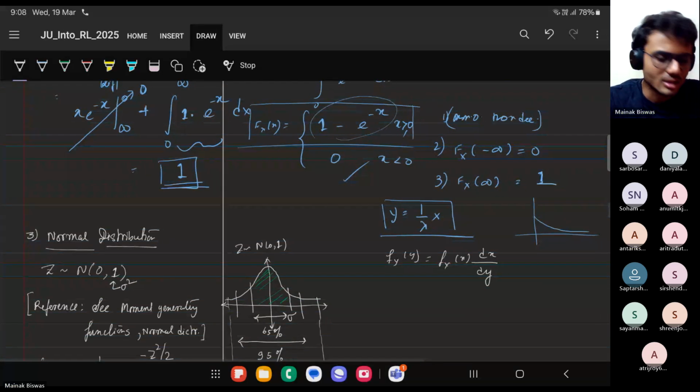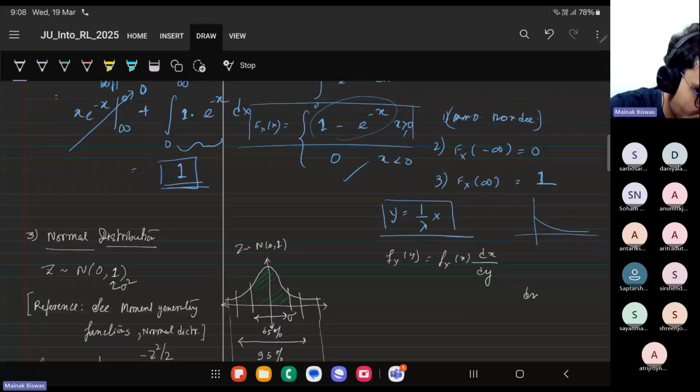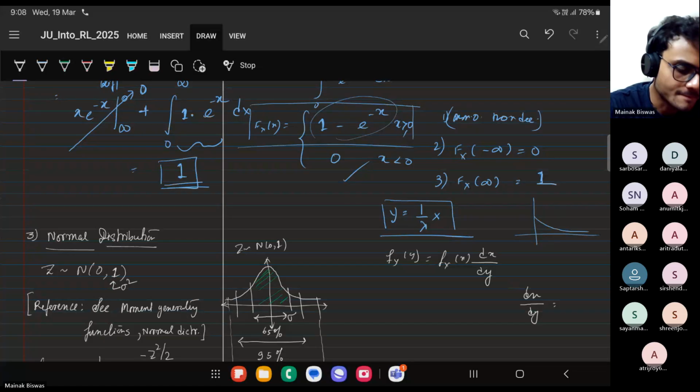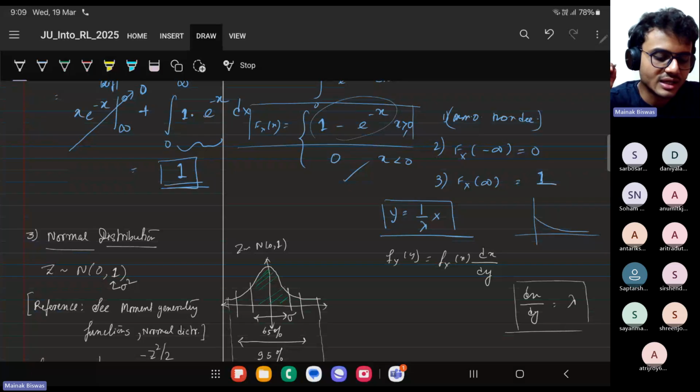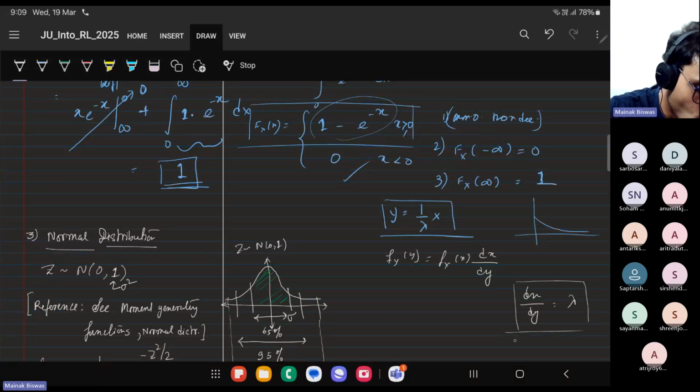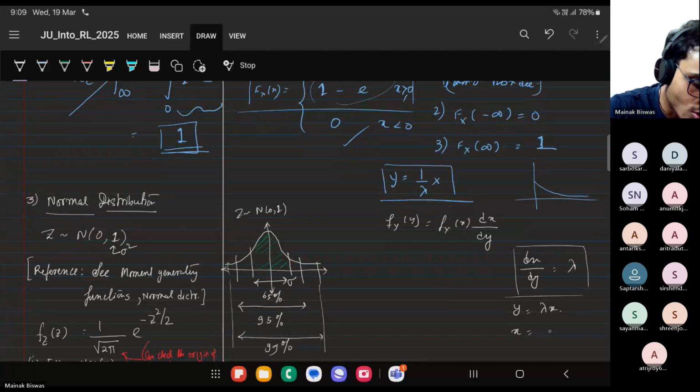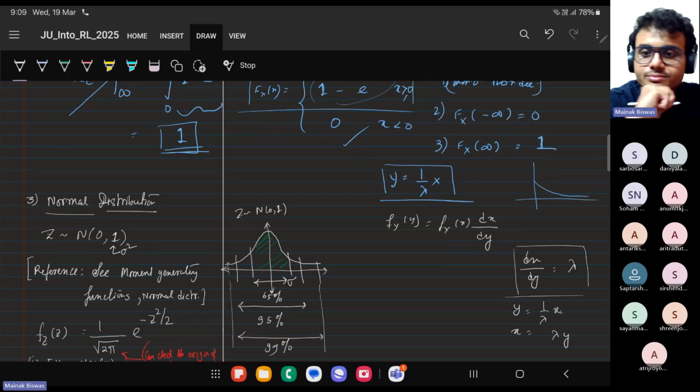Now tell me, what is dx by dy? Lambda. Fine, dx by dy is lambda. Now I also know y is equal to x by lambda. So x is equal to lambda y. Yes or no?